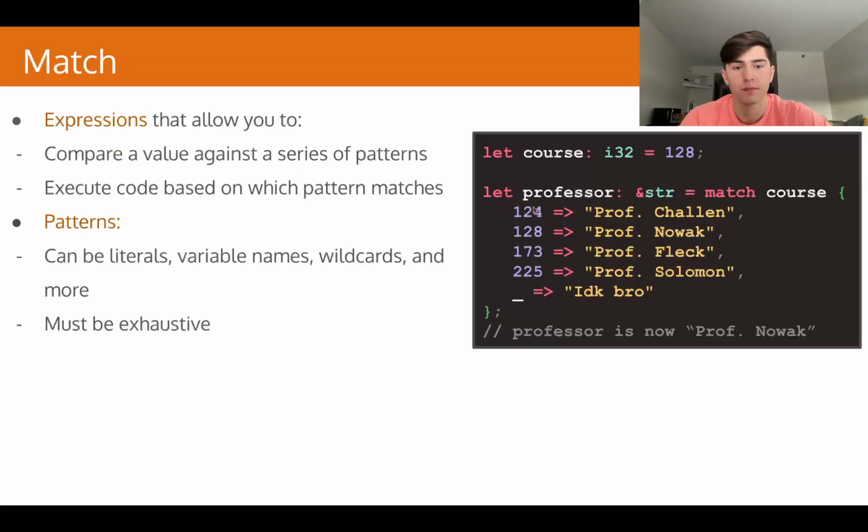A pattern must be exhaustive, which means that you must cover every single possible pattern in the set for an enum specifically. Like for this, if we haven't covered every single possible integer, we must allocate some sort of wildcard. Like, here, I don't know the professors if the course isn't one of these courses. This underline refers to a wildcard, so any pattern is accepted by this.